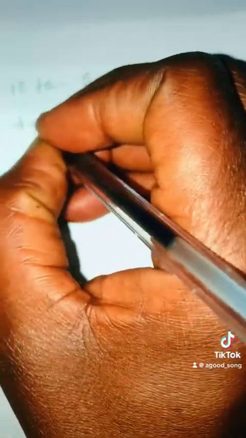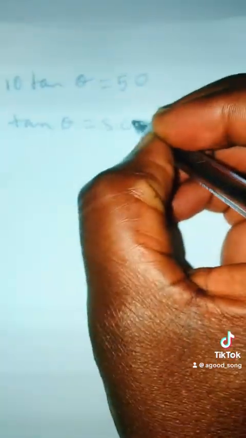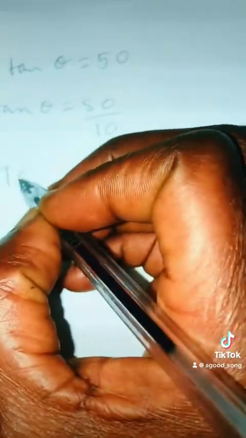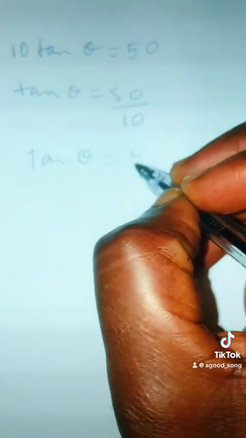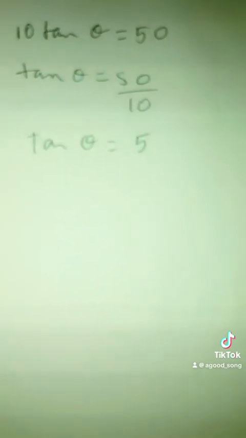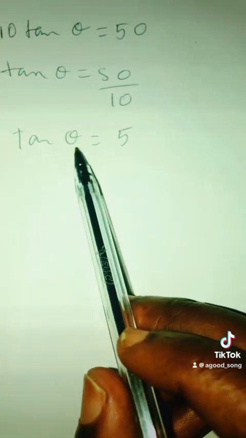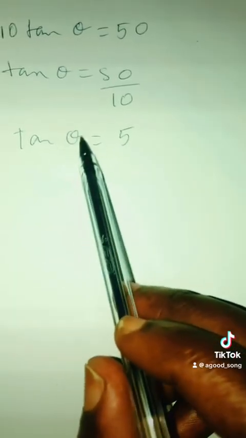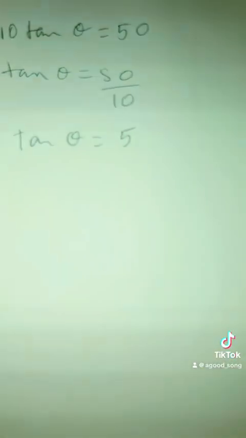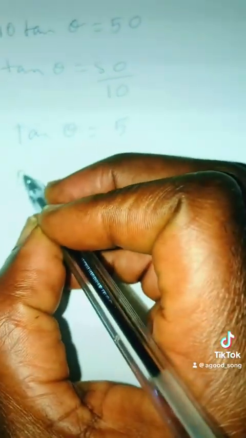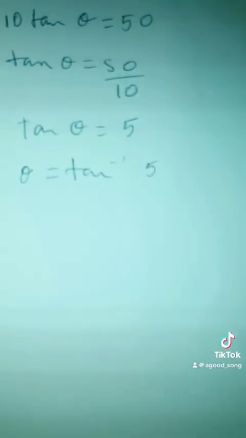So divide both sides by 10. We'll remain with tan theta equals 50 over 10, which is tan theta equals 5. Okay, so here we are finding the angle, meaning theta should remain alone. Since we are finding an angle, this turns to inverse. So we're going to say theta equals tan inverse of 5.